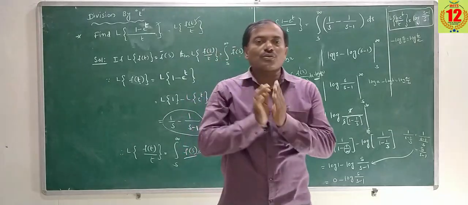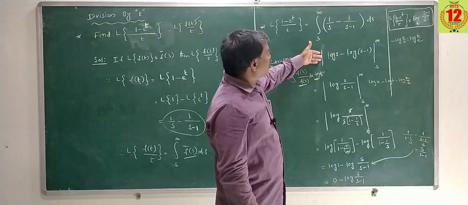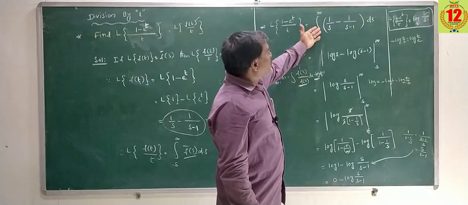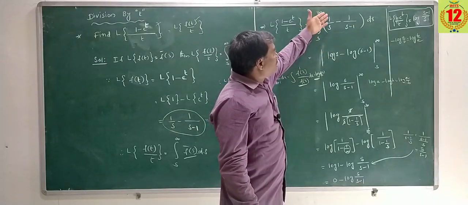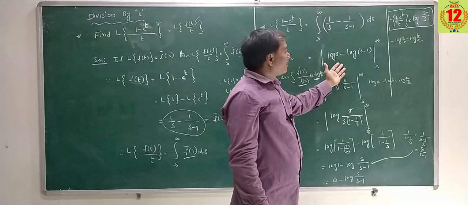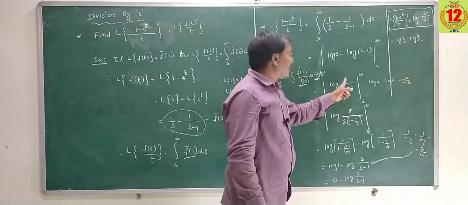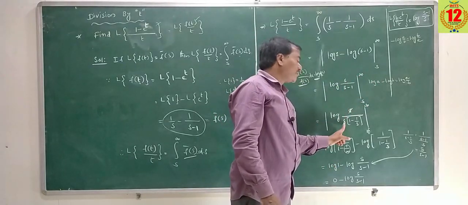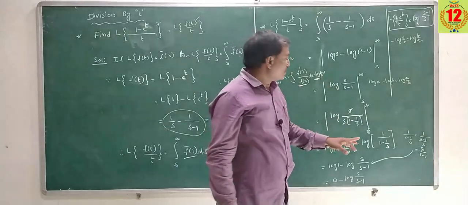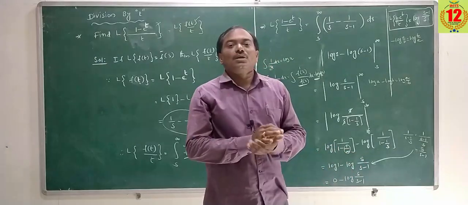So first observe these things; this is a very important step. First we find the integral of these functions, 1 by s and 1 by s minus 1. Before substituting the upper and lower limits, we take s common in the denominator. This is a key point, and remember this. Then we substitute the upper limit and lower limit.